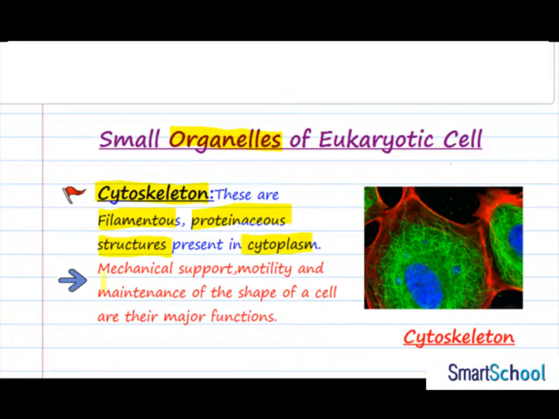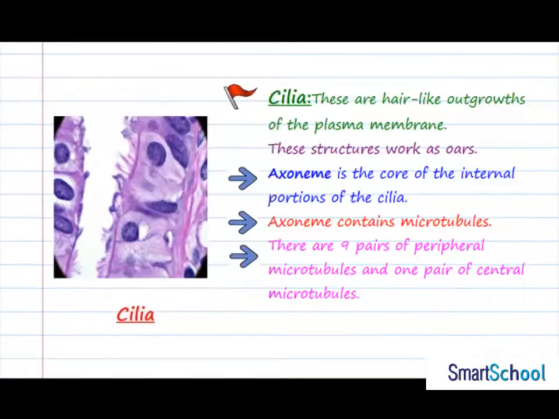Now, what are their functions? Mechanical support, motility, and maintenance of shape of a cell are their major functions. So, the main functions of the cytoskeleton is it provides mechanical support, it helps in the motility of the cell, and it maintains the shape of the cell. Here in this image, you can see filamentous proteinaceous structures, cytoskeleton shown here. This was all about the cytoskeleton.